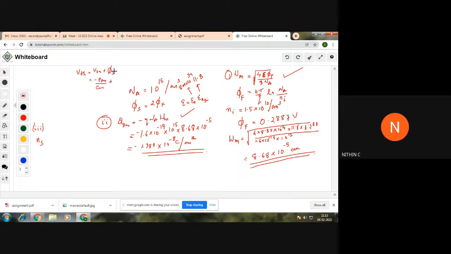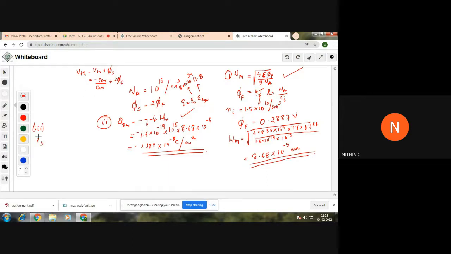If it is mentioned as strong inversion, then you can take it as 2 phi f. If it is mentioned as intrinsic, then you need to take it as phi f itself. Sorry, QDM plus divided by COX plus 2 phi f. Those are the three expressions mainly in the module.